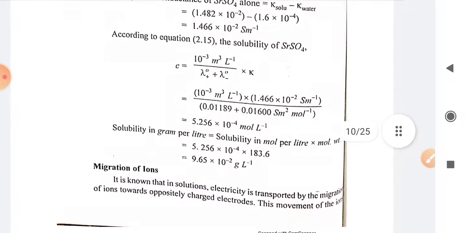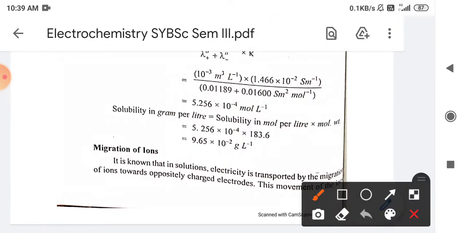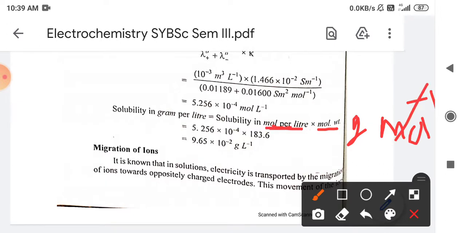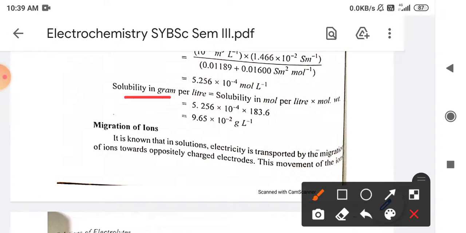Now how can you find the solubility in grams per liter? Solubility in moles per liter multiplied by molecular weight. Molecular weight is expressed as gram per mole, and here we have the concentration in moles per liter. So mole and mole cancel, and we are left with gram per liter, which is what we required. So the solubility in grams per liter can be obtained by simply multiplying the solubility in moles per liter by the molecular weight.